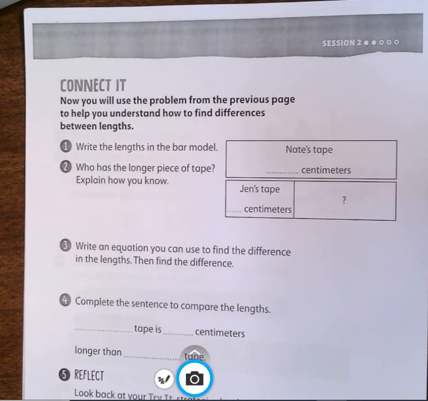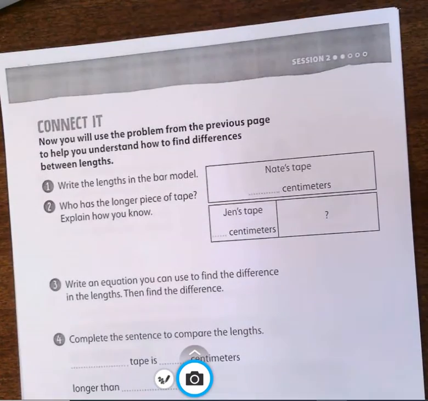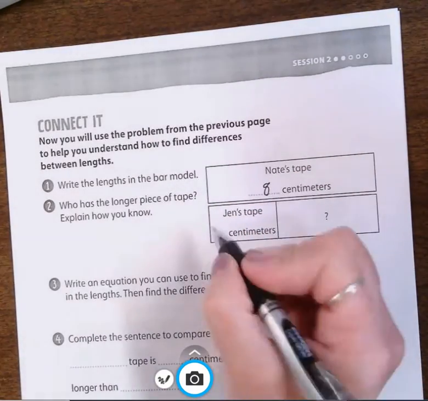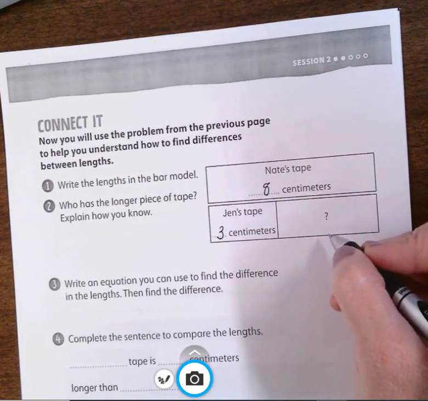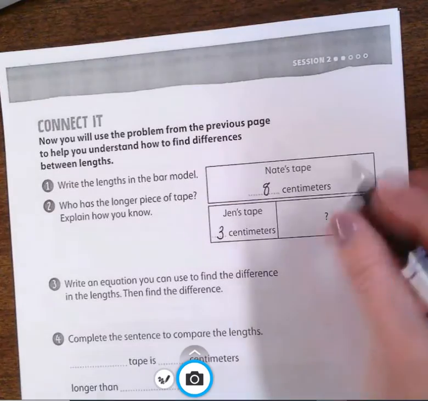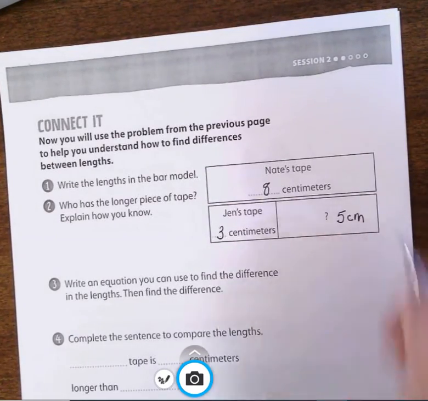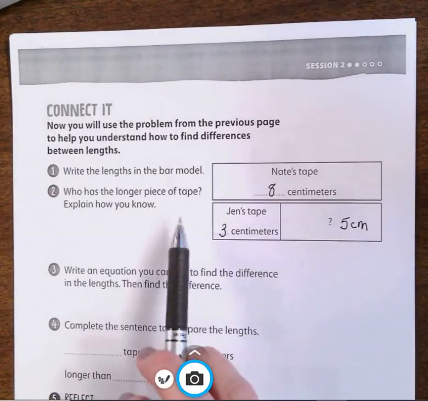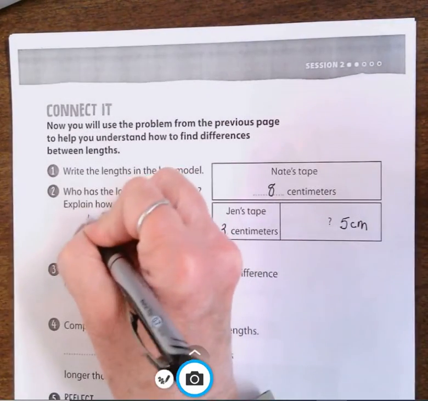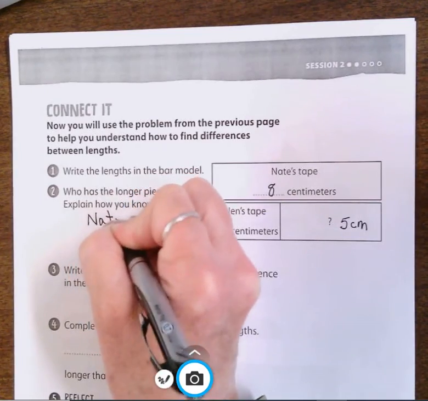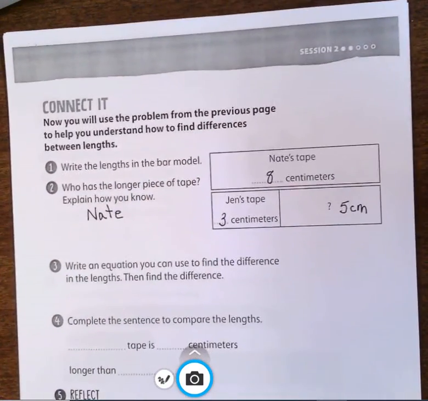Now it says, now you will use the problem from the previous page to help you understand how to find differences between lengths. So write the lengths in the bar model. So we know that Nate's tape was 8 centimeters, Jen's tape was 3 centimeters, and so we know this is 5 centimeters. We just did that. I don't know why they're having us do it again, but they are. Okay, who has a longer piece of tape? Nate. Because 8 centimeters is longer than 3 centimeters.